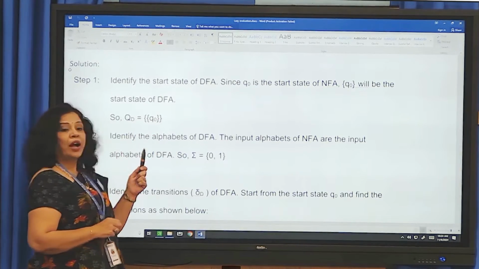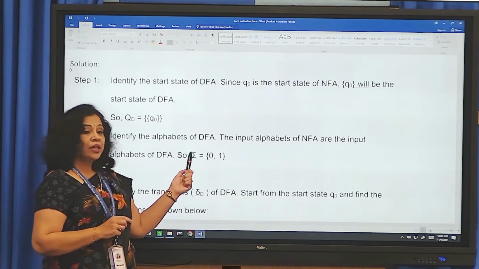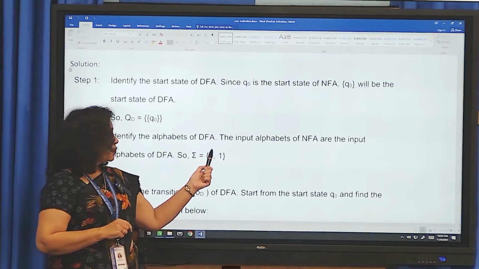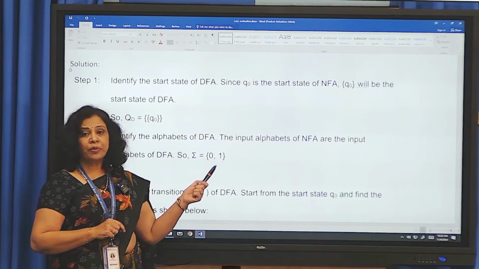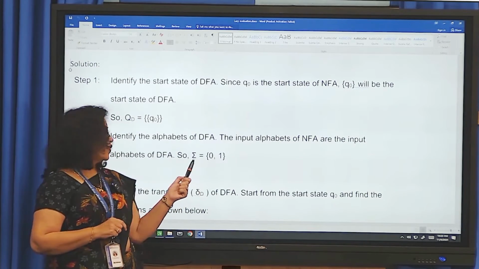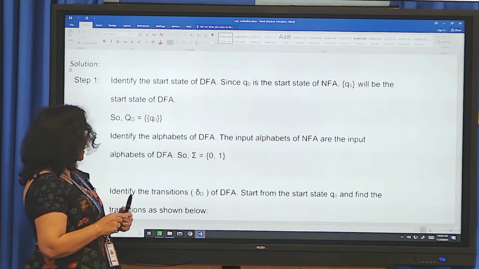Step 2, identify the input alphabets of DFA. Here there is no change. The input alphabet of NFA will be the input alphabets of the new DFA. So sigma equals {0, 1} itself.